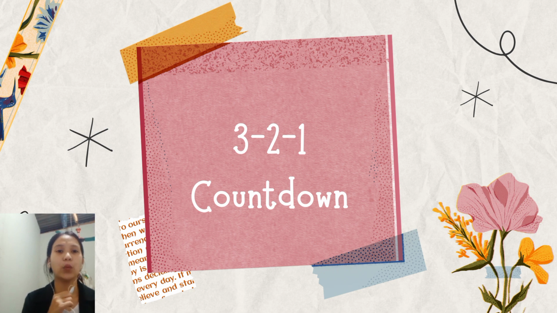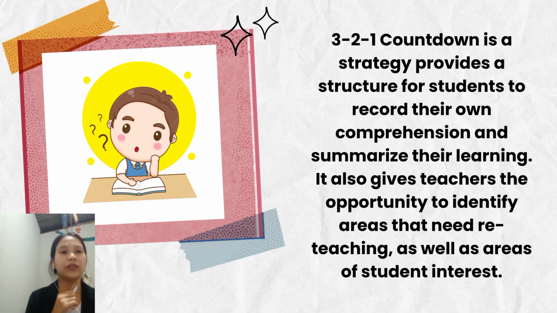Next activity is the 3-2-1 countdown. So what is this activity all about? So 3-2-1 countdown is a strategy provides a structure for students to record their own comprehension and summarize their learning. It also gives teachers the opportunity to identify areas that needs reteaching as well as areas of students' interest.